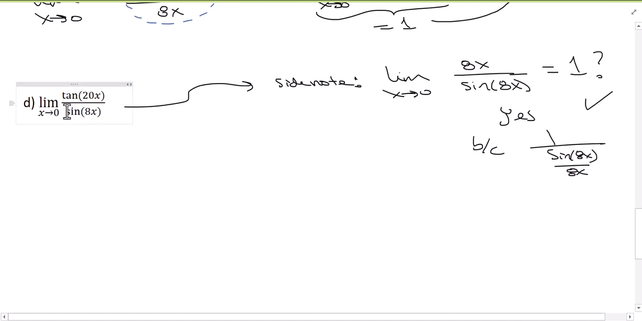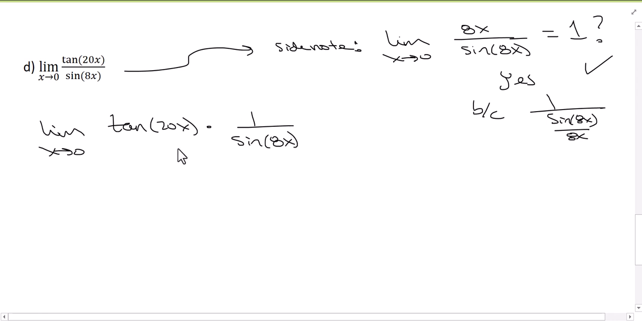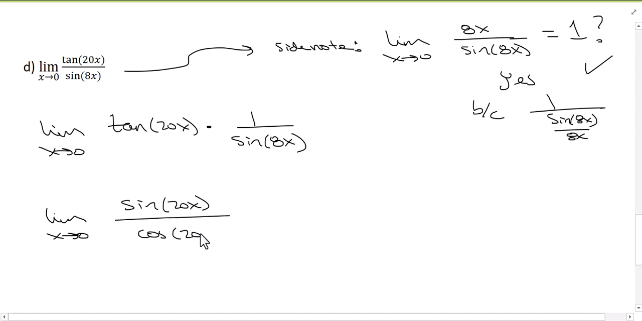Now, let's try to figure out what to do, because I have tangent and I have sine. So one of the things I'm going to try to do is break up the tangent. What do you know about tangent? So let me write this way: tangent of 20x times 1 over sine of 8x. I'm going to try to separate the trig functions. And then what is tangent? I know that tangent is sine over cosine. So this will be sine of 20x over cosine of 20x times, and I still have my 1 over sine of 8x.